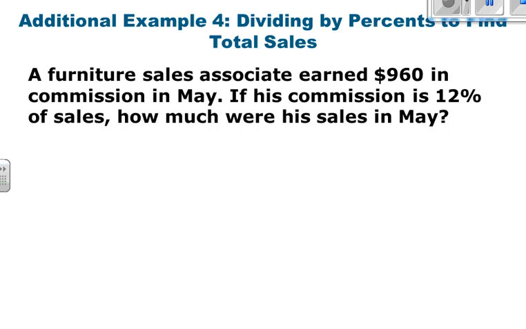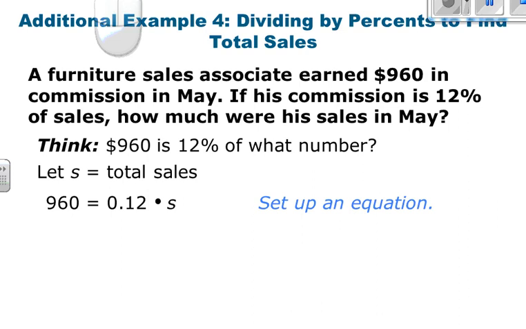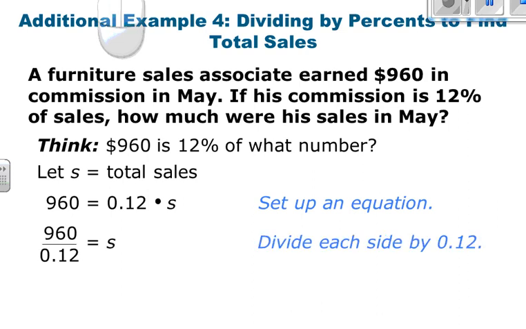So this is a 12% is 960. Now remember, of meant multiply. Is in this case is going to mean divide. So I'm going to take the 960 and I'm going to divide it by the 12%. And that's going to be this stage right here. So anytime you see is, you can think divide.